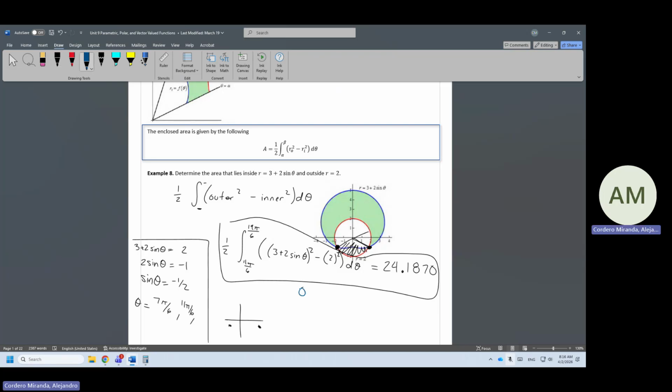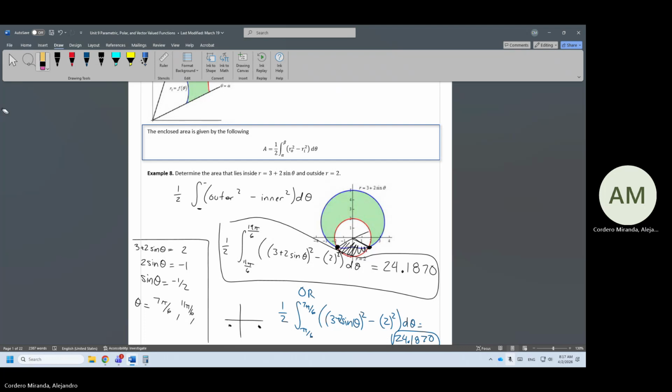Or set it up like Bree said, negative pi over 6 to 7 pi over 6 of the same function. Question. Did you also just do from negative pi over 6 to pi over 2 and then get rid of the half?